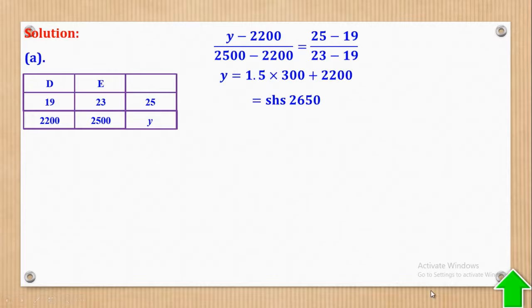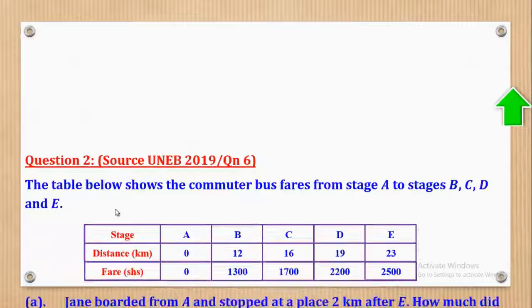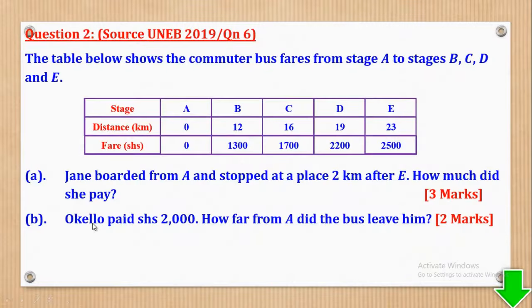Now let's go to part B. In part B, they said Okello paid shillings 2,000. How far from A did the bus leave him? So what you're going to do is look for where 2,000 lies. 2,000 is between C and D. So we are going to extract out these two values of C and D, and in between them we shall put a column which has 2,000 for fares.